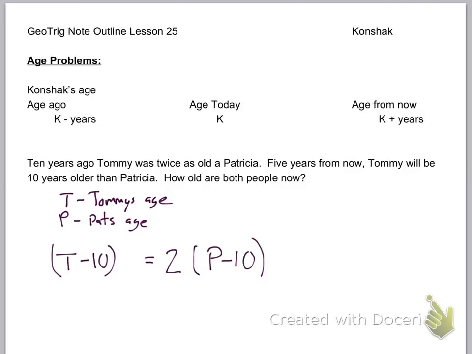5 years from now, what? T plus 5 and P plus 5. Are they the same? Because they're both from now, 5 years from now. In the future, Tommy will be 10 years older than Patricia. So this is kind of placing them both in the future 10 years from now. Or 5 years from now, sorry. Just like the first sentence placed the time 10 years ago. We're all basing it off of today.